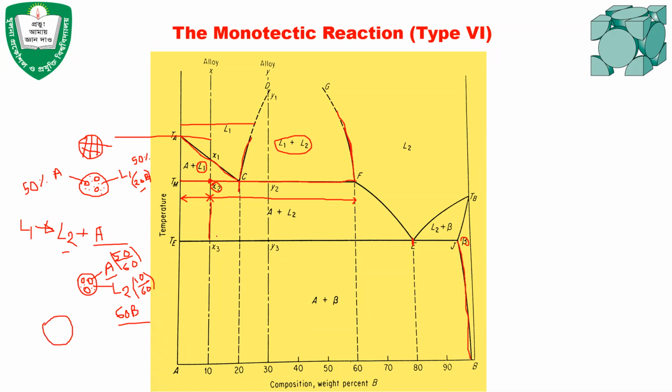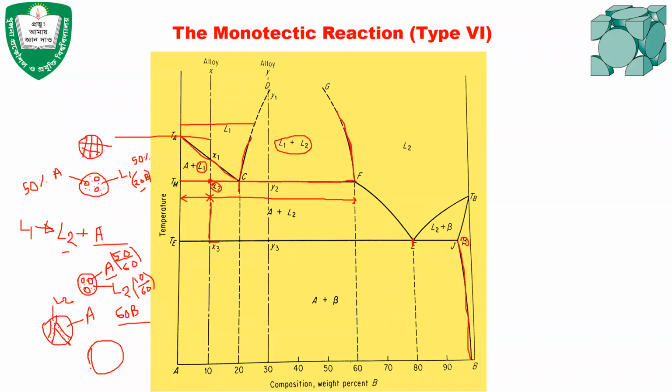And if you look at the microstructure just before X3, then we'll see that there will be grains, and this will be liquid 2. This is liquid 2, and also this is liquid 2, and these grains will be solid A. And this liquid 2 at this temperature will be converted.